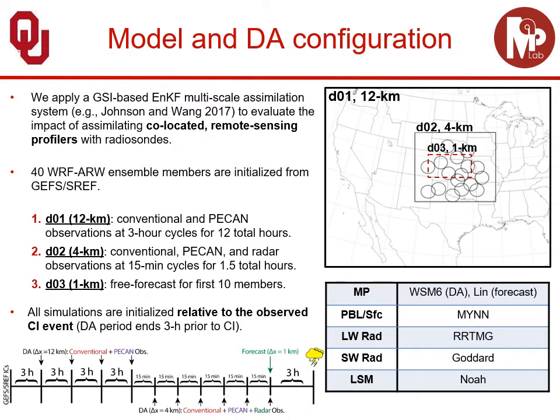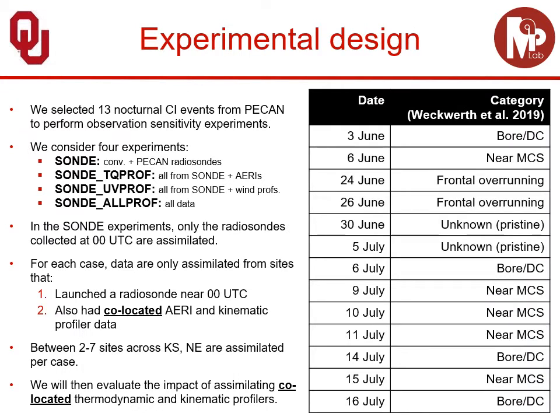The exact location of that grid changes for each case, but the size is consistent. And each of the simulations are initialized relative to the observed CI event, meaning the DA period always ends 3 hours prior to the CI event that we're trying to capture for each of these cases. Speaking of the cases, we've selected 13 nocturnal CI events from PECAN. This allows us to evaluate the observation impacts for a variety of different CI mechanisms.